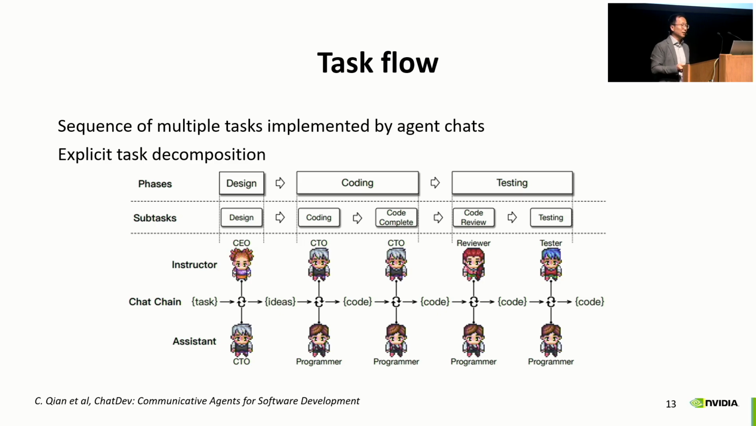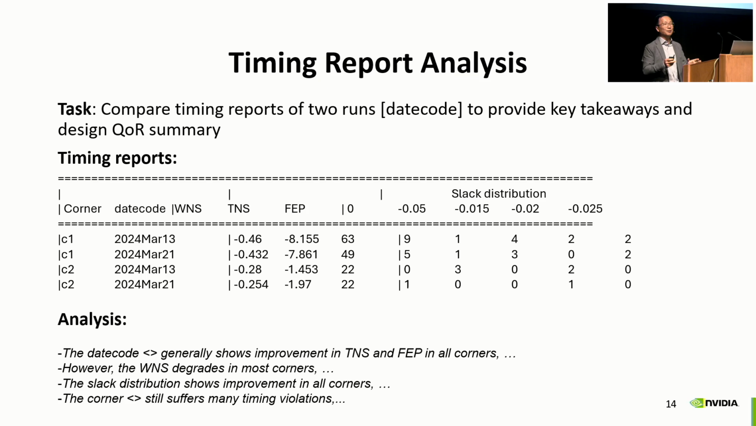So let's look at three examples. I will start from simpler ones and gradually move to the more complicated agent examples. This simple example is a timing report analysis agent. Basically, we want to design an agent to analyze timing reports. This timing report includes information like which corner and which run, what time of the run, and a list of timing metrics like WNS, TNS, FEP, as well as slack distributions.